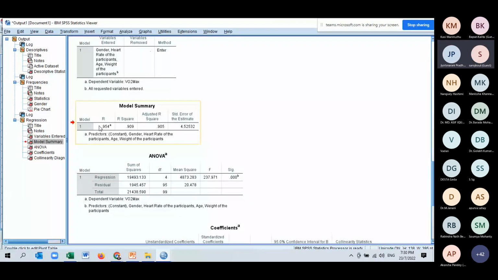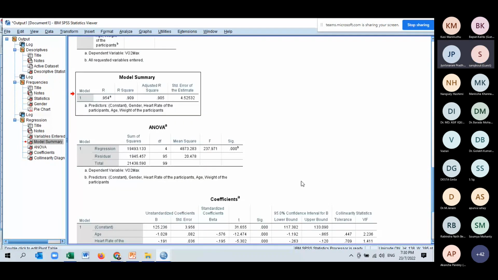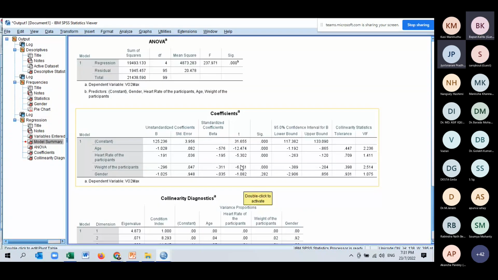Then ANOVA says the p-value is significant. The p-value being significant means the model is good for prediction. Okay, the model is good for prediction. So look here, the coefficient table. We need to see whether all the variables are significantly influencing or not.